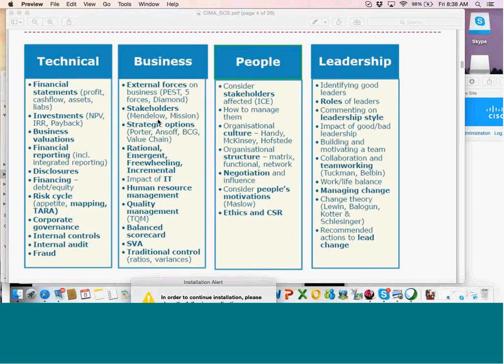Then we talk about financial reporting and integrated reporting. Now I have seen a lot of information, a lot of things coming on about integrated reporting.